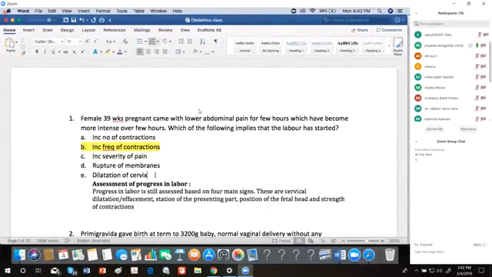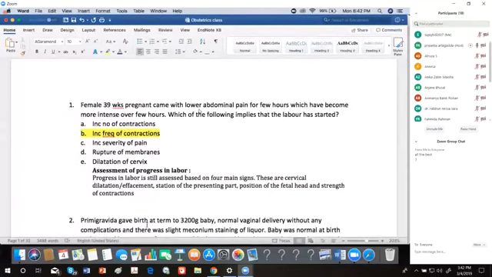If the cervix dilatation has progressed from 1 centimeter, 2 centimeters, 3 centimeters, and 4 centimeters, but after reaching a certain point it is not progressing anymore, if it is 4 centimeters and even after 2 or 3 hours it is only 4 centimeters, then we will not call it as labor is progressing. Understood? Okay, so the first sign that the labor has started is the increased frequency of contraction.